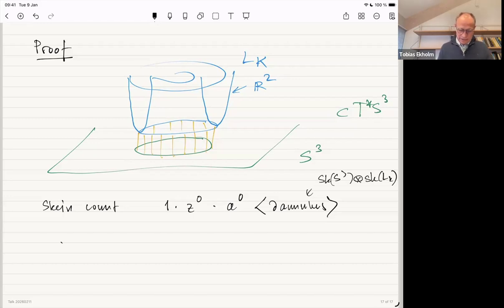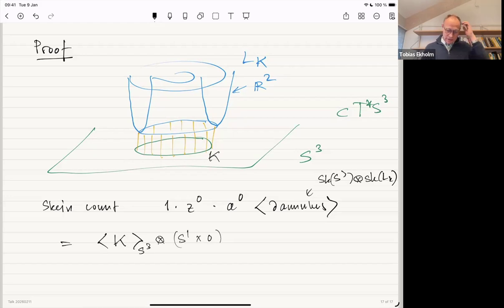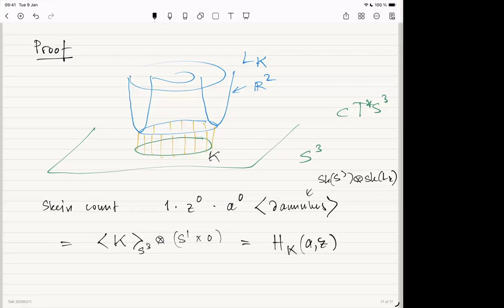And what it is, mostly it is 1, then it's the value of K, that's the boundary, this is K, right? It is the value of K in S3, so it's the Homfly polynomial, tensor this S1 times 0. So the S1 times 0 just stays. We can't do anything. It's just a generator of the Skein module. Okay, but this is equal to, as we said, just a Homfly polynomial of K, variables A and Z, and then in the Skein, times this S1 times 0.